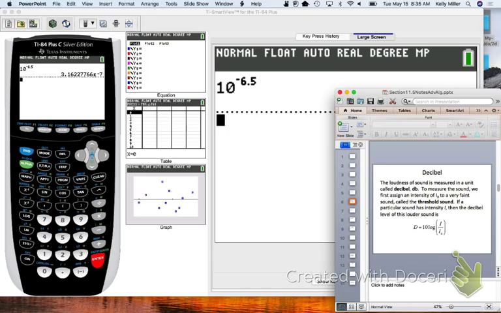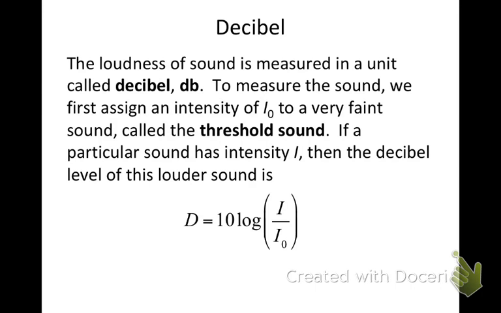All right. Now let's move to sound. So again, I would just jot this formula down instead of all these words. This formula tells us the loudness of sound is measured in a unit called your decibel. To measure the sound, we first assign an intensity of I sub 0 to a very faint sound called the threshold sound. If a particular sound has intensity I, then the decibel level of this louder sound is given as the following. So your decibel is equal to 10 times the log of the intensity divided by the threshold sound.